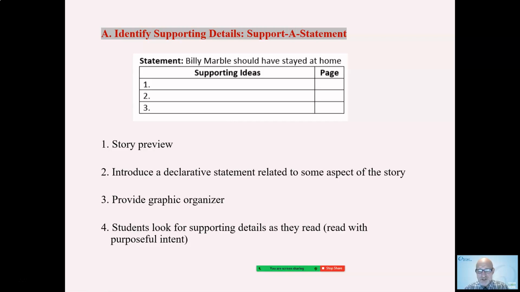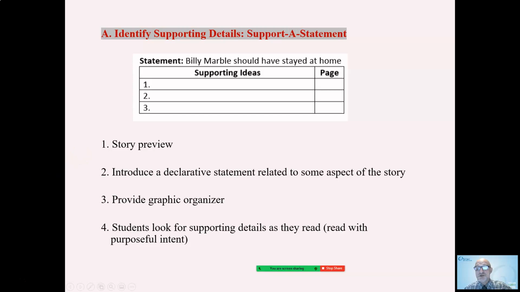Now, this invites students to read with purposeful intent. They're reading to find out something. These are not simply done at the end of a story. Now, many comprehension worksheets, which do little to help students comprehend, they read a story, students or teachers slap a worksheet in front of them and say, there, comprehend. That does little to teach them the cognitive processes of looking for supporting details.